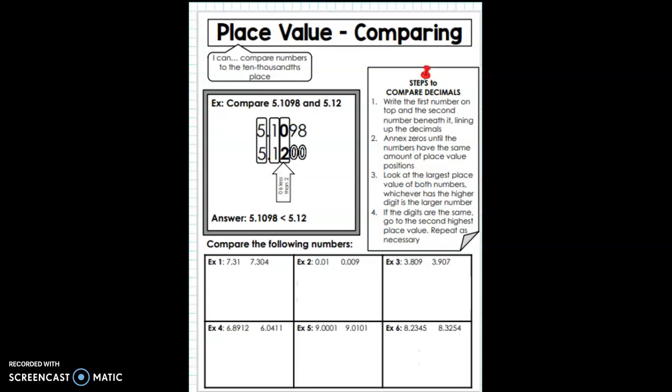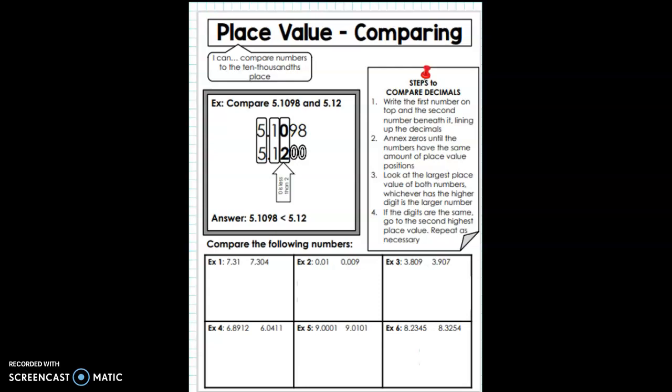When we look at this example, we have the 5s and the 1s place are the same. The 10ths place are the same. So we look at the 100ths place where we have a 0 and a 2. Since the 2 is larger, this bottom number is greater. So 5 and 1,098 10,000ths is less than 5 and 1200ths.